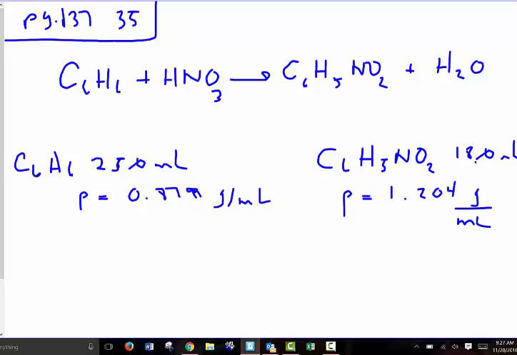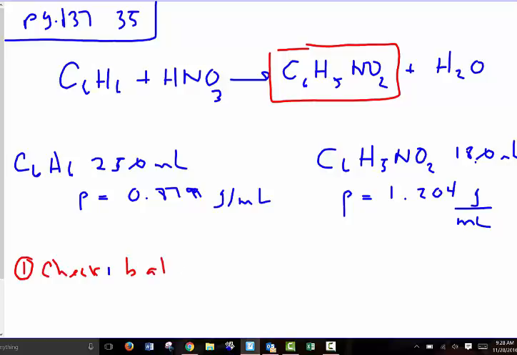Okay, so first things first, let's think about what we have in this reaction. Over here, this is our product, and this is our benzene, C6H6. It's our limiting reagent, we're told that. The first thing we want to do before we even get going is make sure that this reaction equation is balanced. So that would be my first step. Always ask yourself, is the reaction equation balanced?